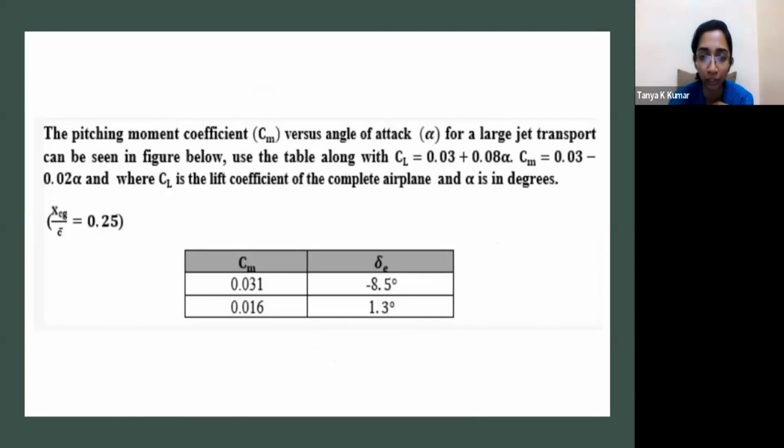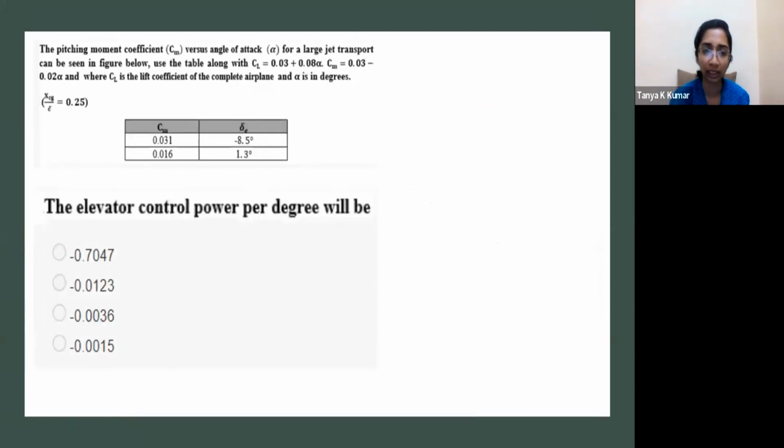The pitching moment coefficient versus angle of attack for a large jet transport aircraft can be seen in the figure below. Use the table along with these two equations, CL and CM, where CL is the lift coefficient of the complete airplane and alpha is in degrees. And they've given you the XCG location. First question is elevator control power in per degree. We discussed a similar question in the previous class.